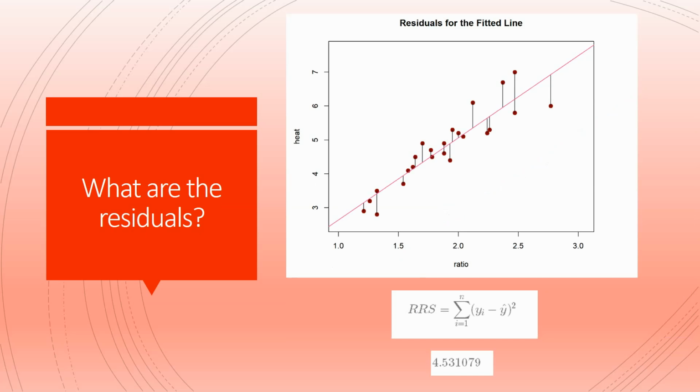What are the residuals? So the residuals is what we end up squaring. The residuals are the distance between each point and our estimated line. So you can see the formula there, and the value we calculated for just the sum of those.